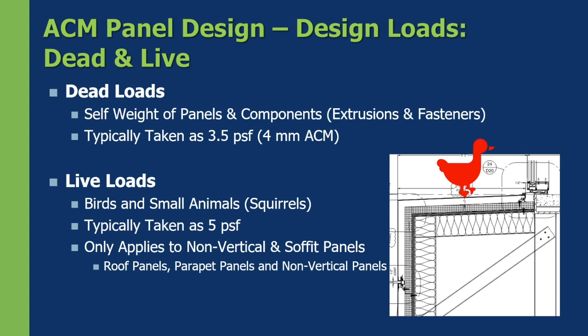Occasionally, we will have areas on a building where we have an awning, wraparound, parapet cap, or roof panels where we have to take into account live loads. This is areas where potentially birds or small rodents, such as squirrels, can get onto the panel. Now, the majority of time, their weight is not going to be enough to cause significant damage to the panel, but there's always a potential that it could happen. And really, the concern would be overstressing an anchor load.